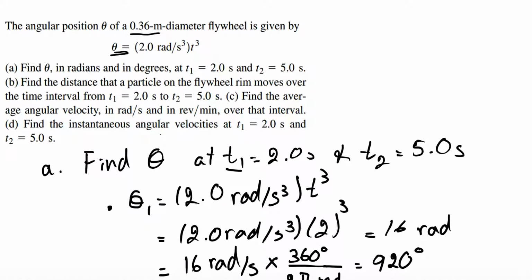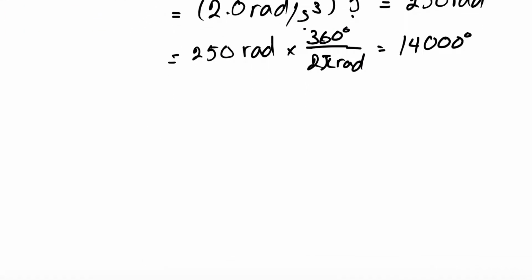I'm going to continue to question B. Question B, they said find the distance that a particle on the flywheel rim moves over the time interval. Don't forget, the time interval is from t1 equal to 2 seconds to t2 equal to 5 seconds. So for B, during the interval from t1 to t2, the flywheel angular displacement is theta 2 minus theta 1.